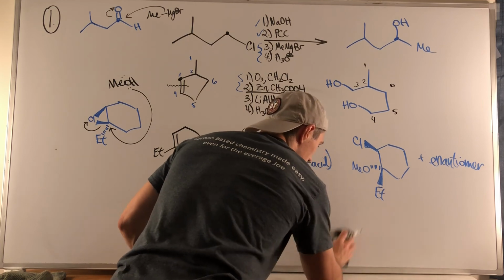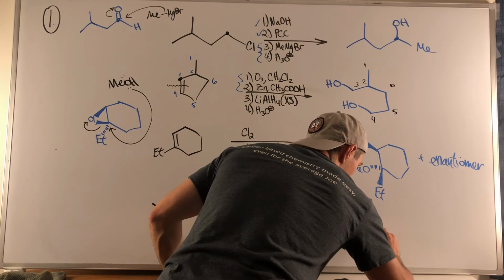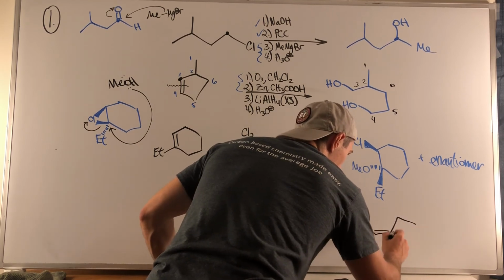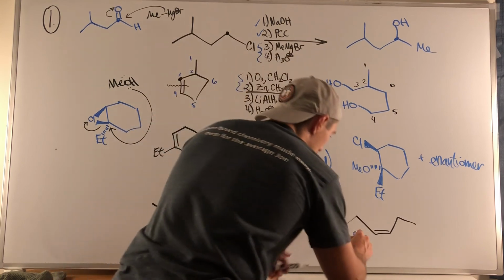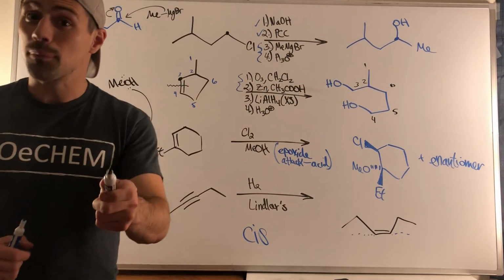1, 2, so this is 3. Double bond, make sure it's cis. 1, 2, 3, 4, 5, 6. As long as you can draw that imaginary dotted line and you don't cross it, you are good to go. That does it for problem 1, gang.